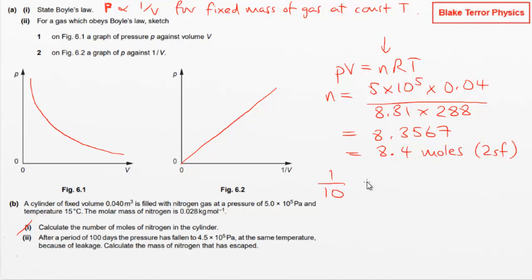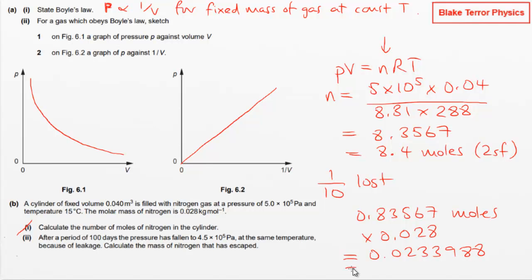So 1/10 is lost. So that means we've lost 0.83567 moles. And they've given us the molar mass. So we just need to multiply that by 0.028, and that's going to give us the mass, which is 0.0233988, so 0.023 kilograms to two significant figures. Right, that was a nice straightforward starter question.